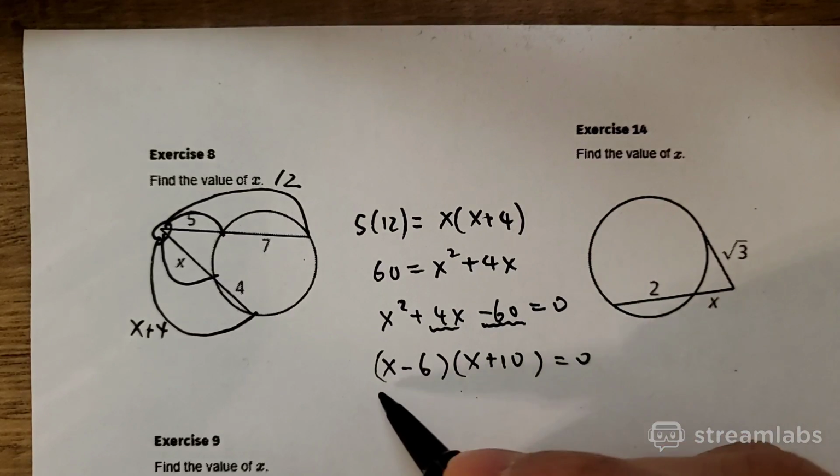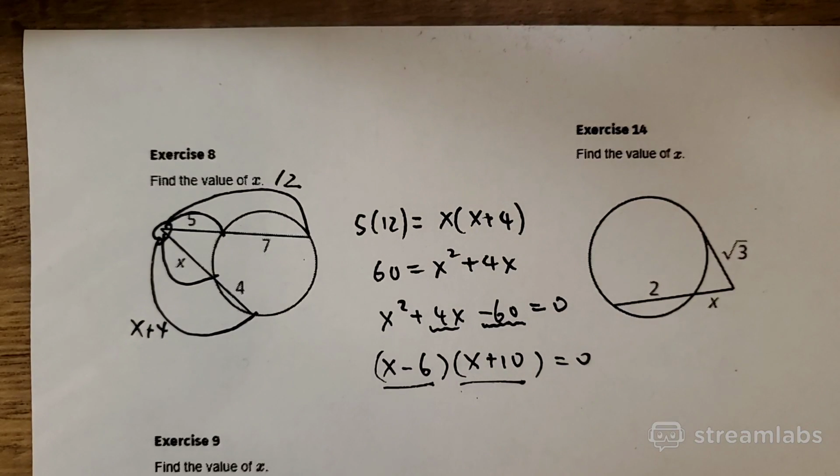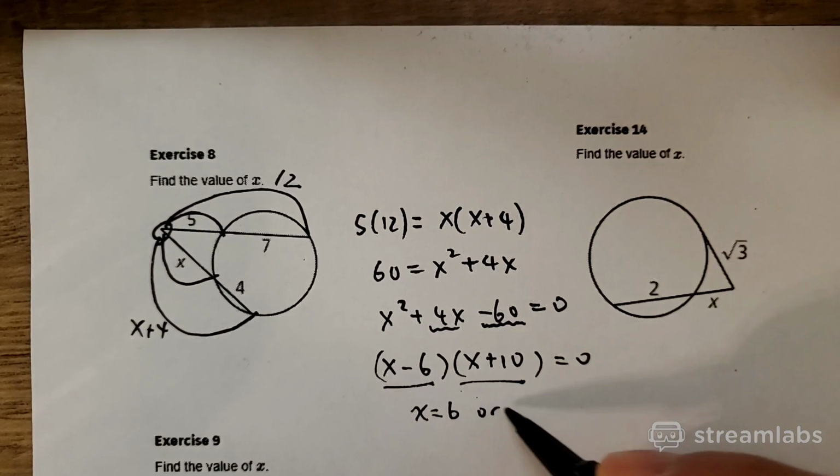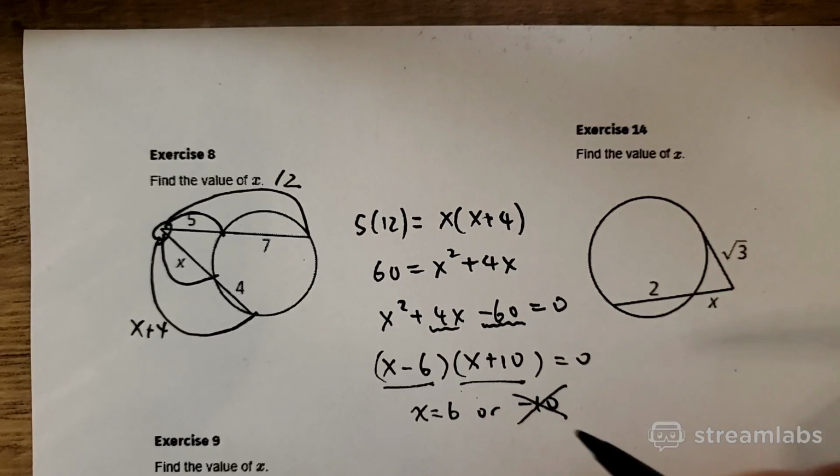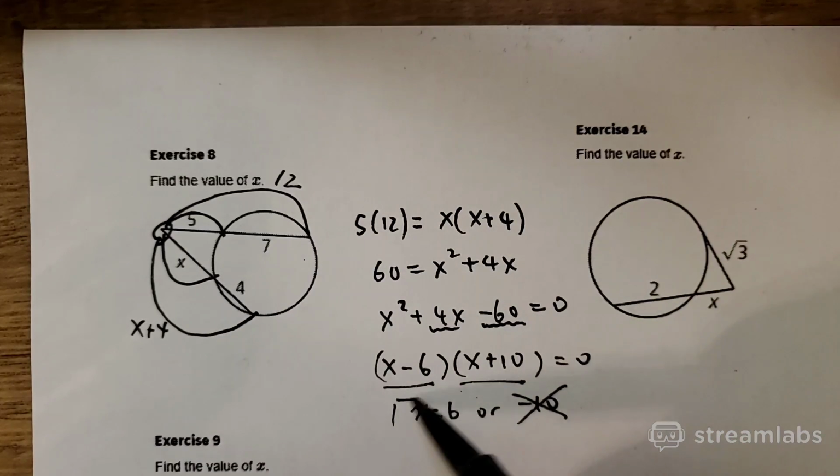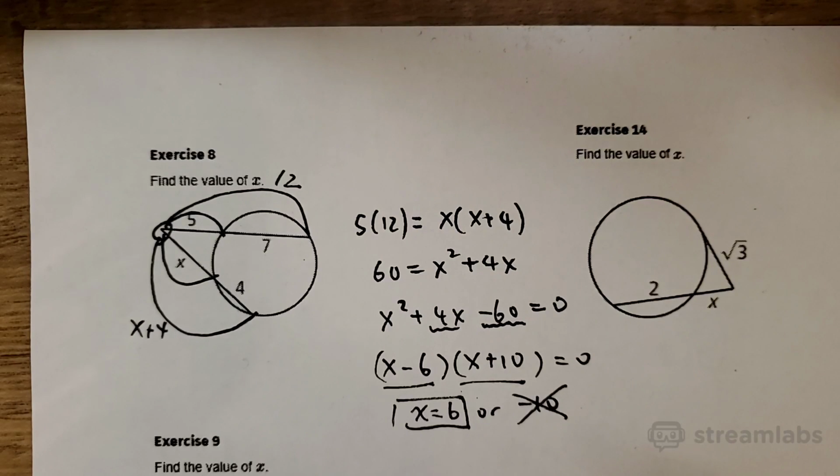So if this is 0, either this is 0 or this is 0. This is called zero product property. Right? So x is either 6 or negative 10. But obviously it can't be negative 10 because you're talking about length. Okay, so x equals 6. Okay. All right.